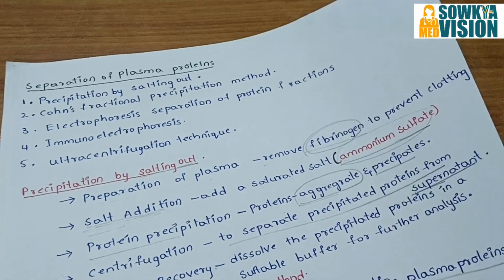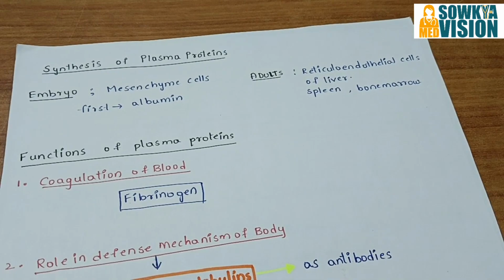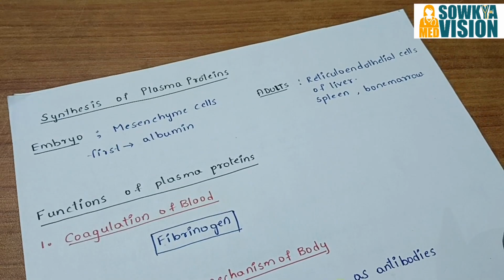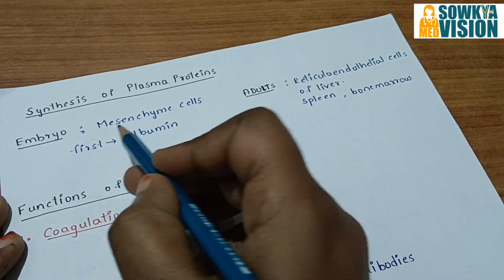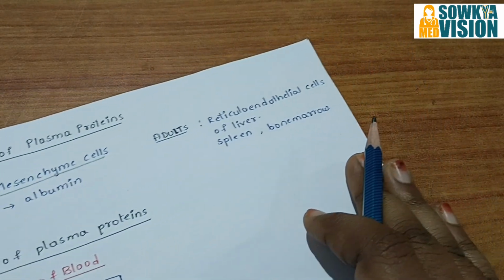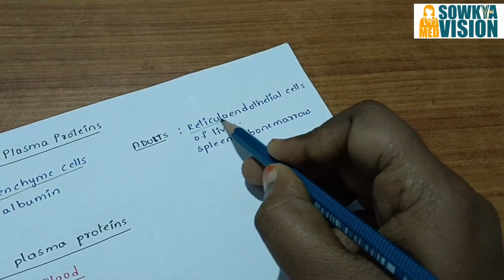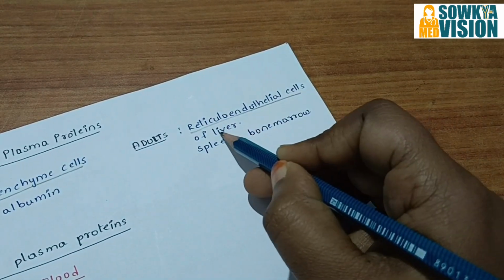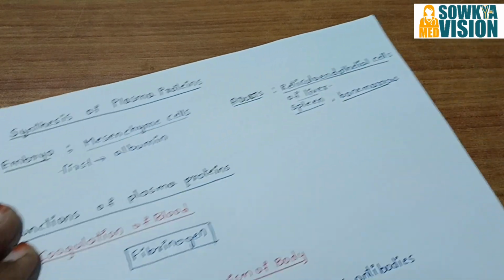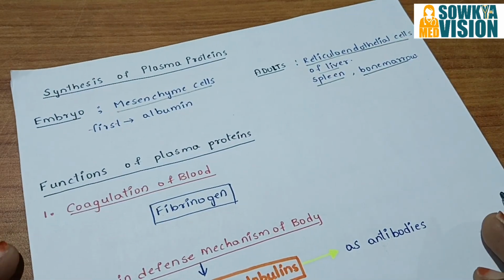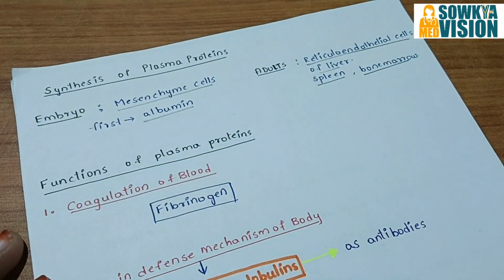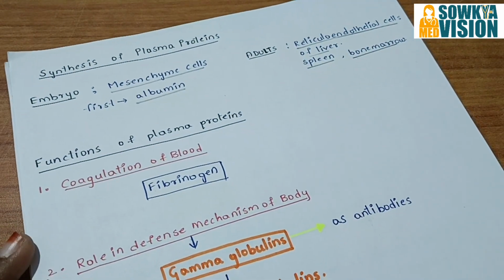Yes, and let's see the synthesis of plasma proteins. In the embryo, the plasma proteins are synthesized in mesenchymal cells. In the adult, these are synthesized in reticuloendothelial cells of liver, spleen, bone marrow. So, what is the first plasma protein that is going to be synthesized? That is albumin. Albumin is the first plasma protein that is formed in the human body.